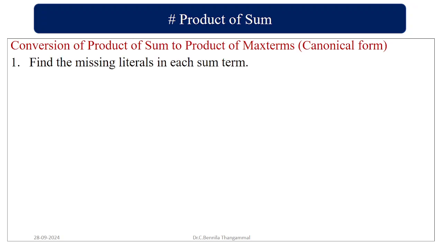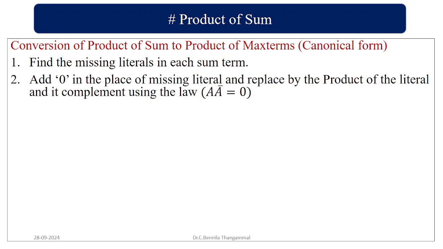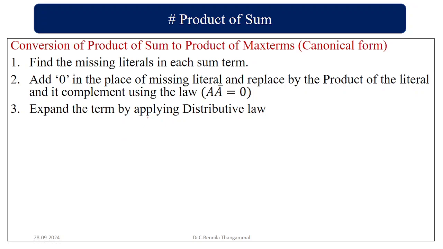So let us see the conversion of product of sum to product of max terms. What is the procedure here? First find the missing literals in each sum term, then add 0 to the sum term. Adding 0 to anything doesn't change the value. So add 0 in the place of the missing literal of each and every sum term and replace it by the product of the literal and its complement, because we know the law A into A bar is equal to 0. So 0 will be replaced by the missing term in original and then complement form. Then expand the terms by applying the distributive law. Then remove the redundant terms. So this is the procedure.